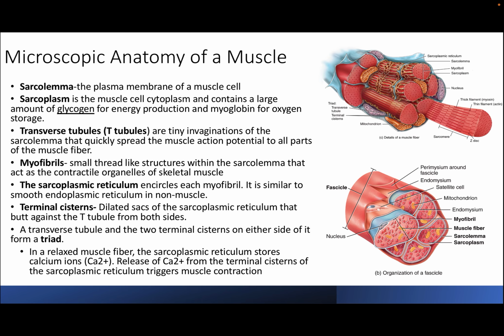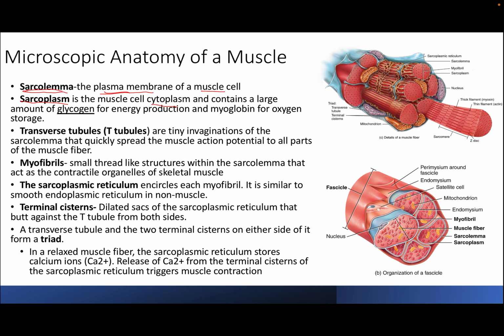So then looking at the microscopic anatomy that we see with muscle, right? For starters, just so that we're aware, people who study these things had to come up with different names because they couldn't just go with the normal cell names. They had to get fancy. So the sarcolemma is going to be the plasma membrane for a muscle cell specifically. Likewise, the cytoplasm itself for our muscle cells is known as the sarcoplasm.